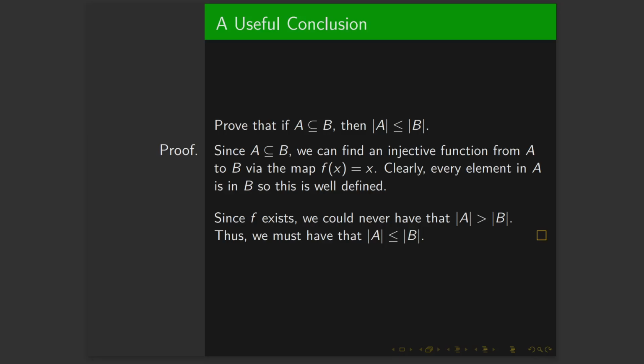This function must clearly be injective. And you understand why? Remember, by definition, A subset equal to B means that if x is in A, then x has to be in B. So clearly f of x equals x has to be injective. And we'll never have that the cardinality of A is greater than B. So we must have that the cardinality of A is less than or equal to B.